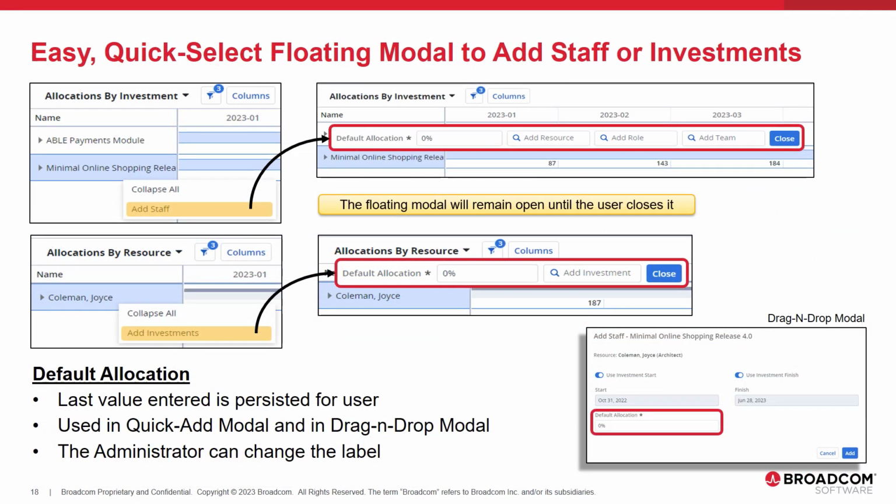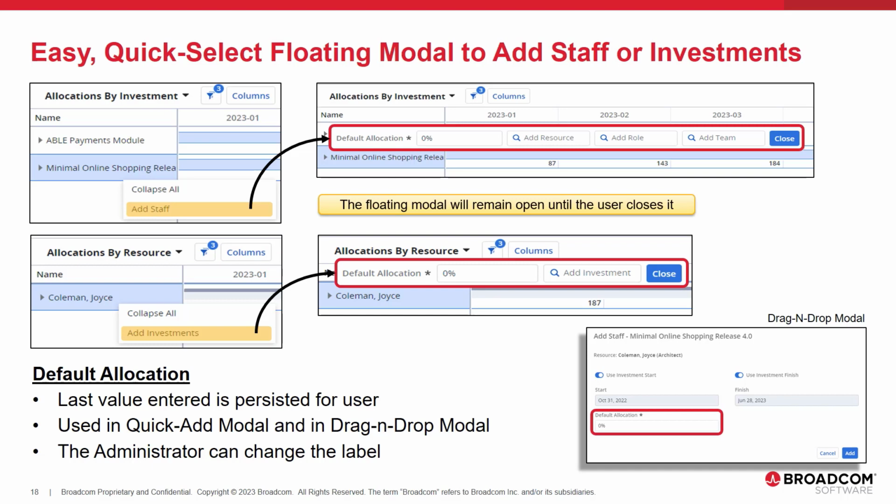New capability has been added to the Staffing Workspace Allocations timeline to quickly select and add staff to an investment or add an investment to a resource role or team. The user will right-click on the grouping row to display a floating modal, which presents the user with the default allocation field and the lookup selection boxes. Once the user has added one or more items, clicking the Close button will dismiss the floating modal.